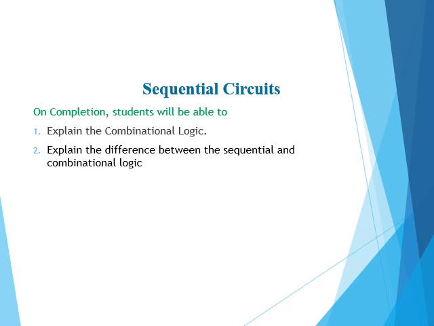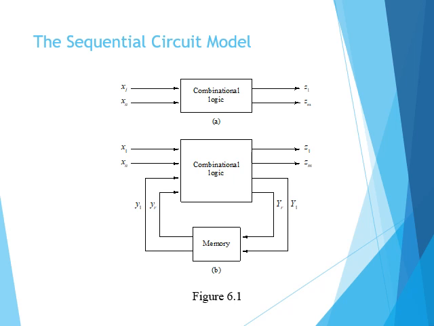After completion of sequential circuits, students will be able to explain combinational logic and explain the difference between sequential and combinational logic. Here we are shown two combinations of circuits. The first one is a combinational circuit and the second one is a sequential circuit. What is the difference between combinational and sequential?